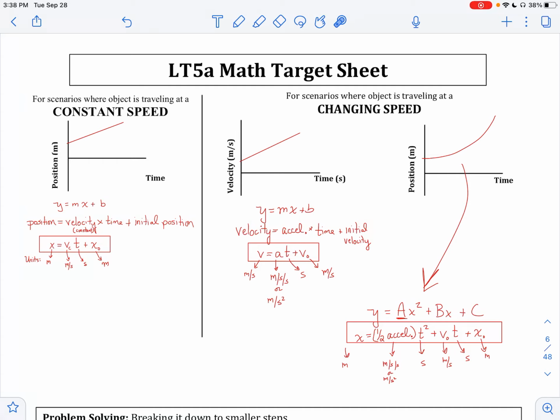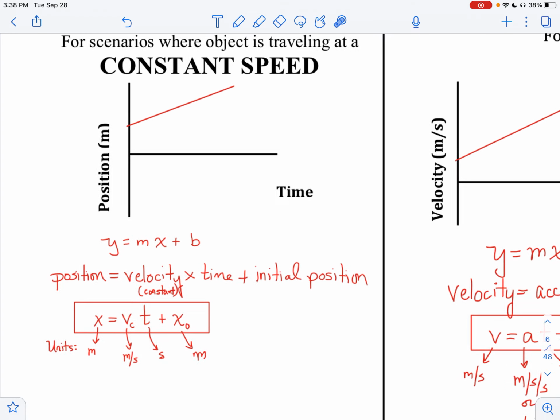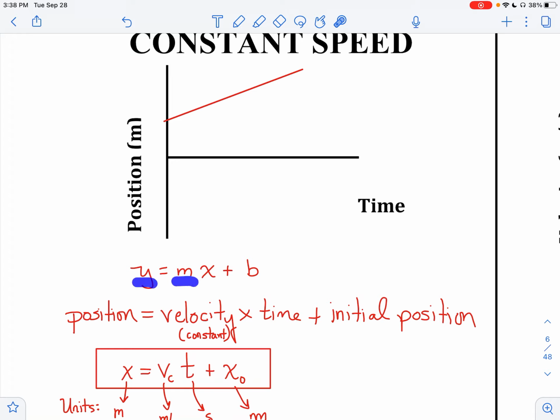All right, here's an overview of LT5A, solving word problems from our motion unit. We're first going to look at scenarios when an object is traveling at a constant speed. On a position versus time graph, a constant speed is a straight line. To write the equation of that line, we would write y equals mx plus b, just like you've done in math class. But in physics class, each of these variables has a specific physical meaning.